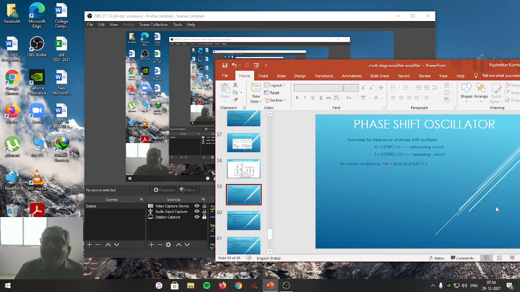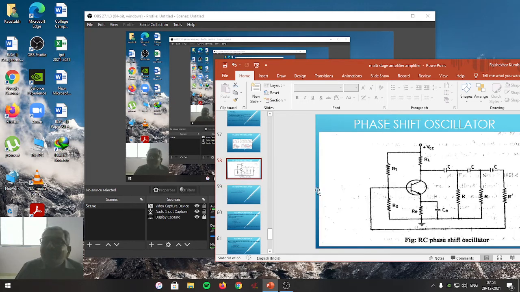Friends, the formula for the frequency of the phase shift oscillator is F is equal to 1 upon 2 pi RC into root of 6 for the advancing circuit, and for the retarding circuit, the same formula becomes F is equal to 1 upon 2 pi RC into root 10. Generally, we are using the advancing circuit. The circuit represented here is the advancing one.